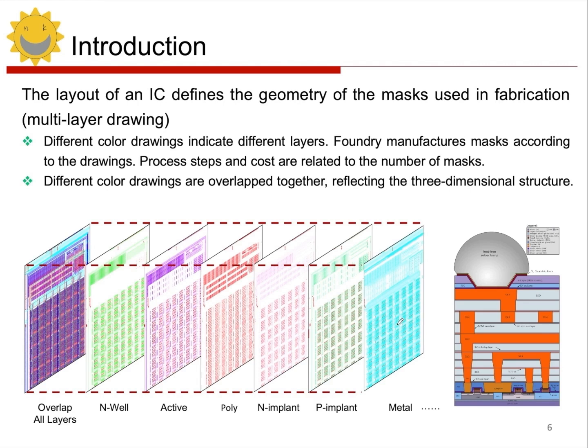Now let's examine in detail what this specifically includes. The layout of an integrated circuit specifically defines the geometric shapes used for processing the integrated circuit on the photomask.